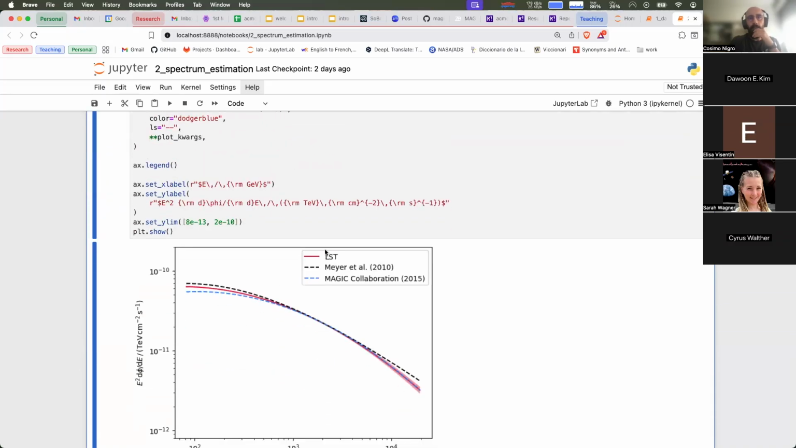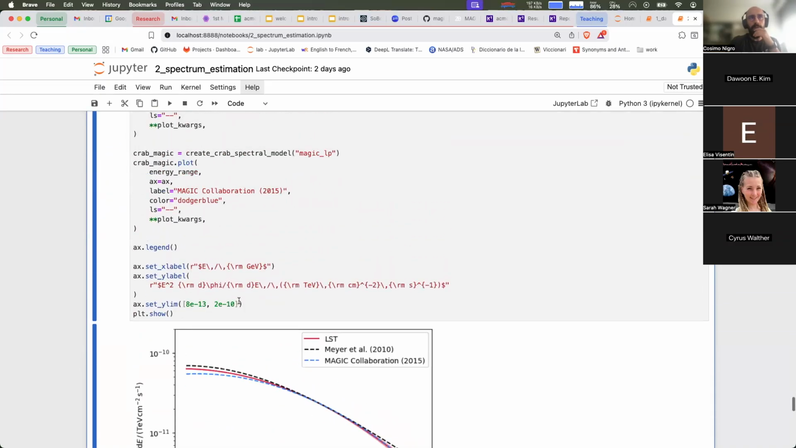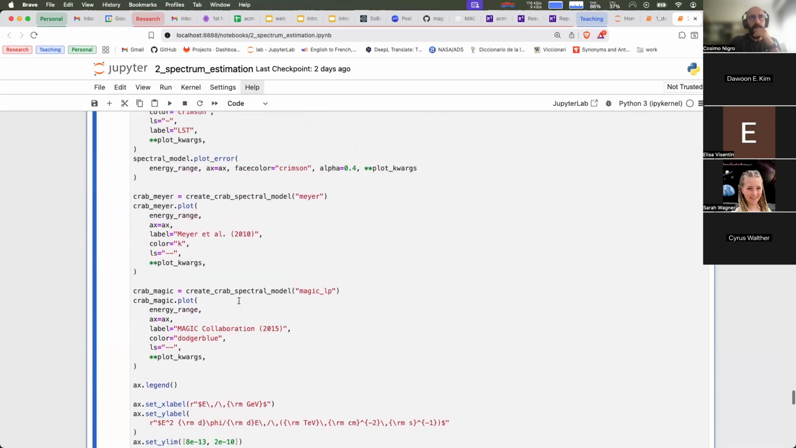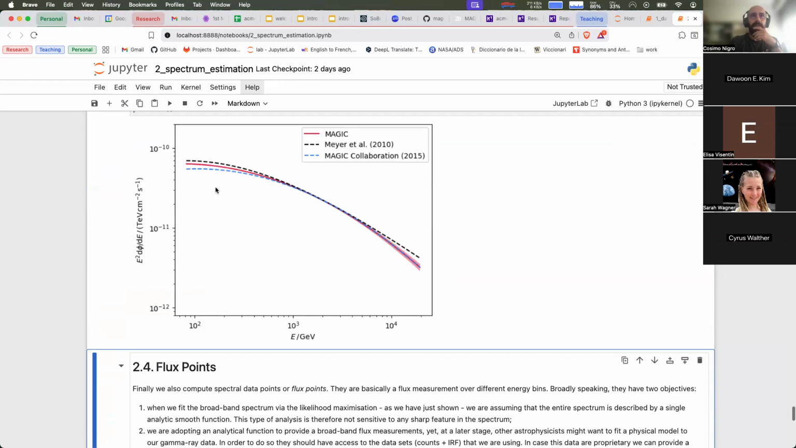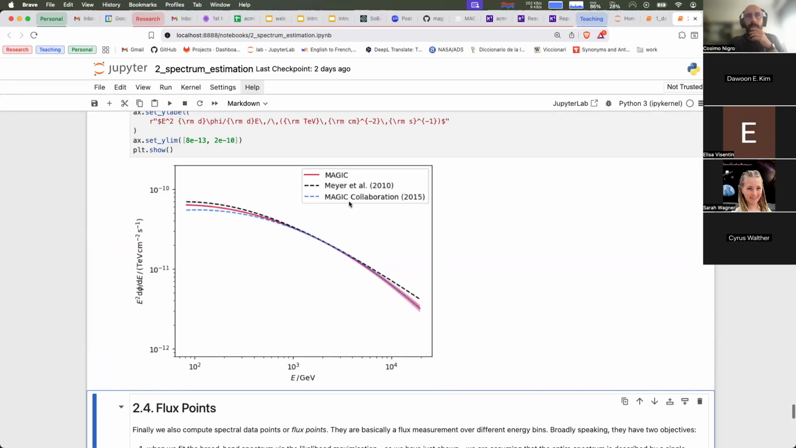And here I compare the result that we got. Sorry, it should be MAGIC, not LST. This is the spectral model that we fitted compared with the previous result from MAGIC and with a theoretical model that uses several multiwavelength data. So we got quite a good agreement with previous measurements, okay?